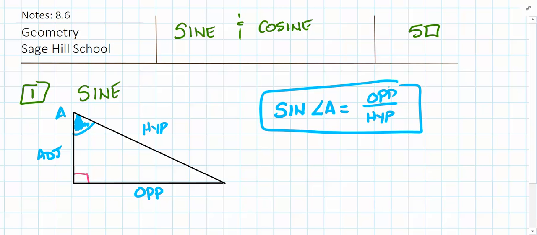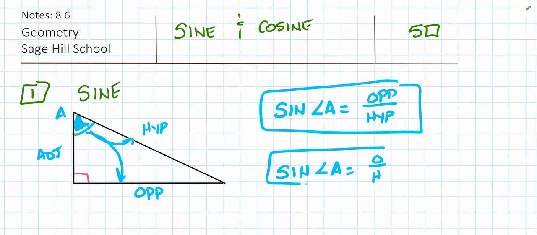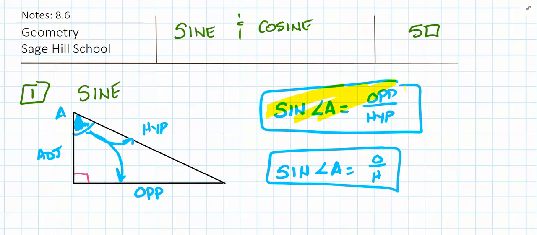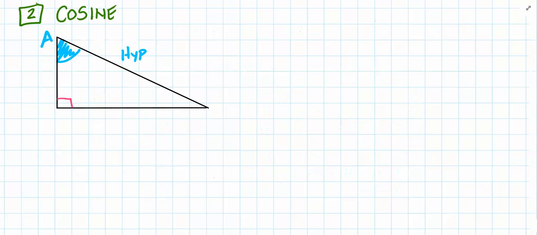So this is the definition that we're going to use. Sine of angle A is opposite over hypotenuse, so it's going to be the ratio of that side to that side right there. Some people like to abbreviate this as the sine of angle A equals opposite over hypotenuse, but you're going to see me use this definition most often. Okay, let's talk about cosine now.